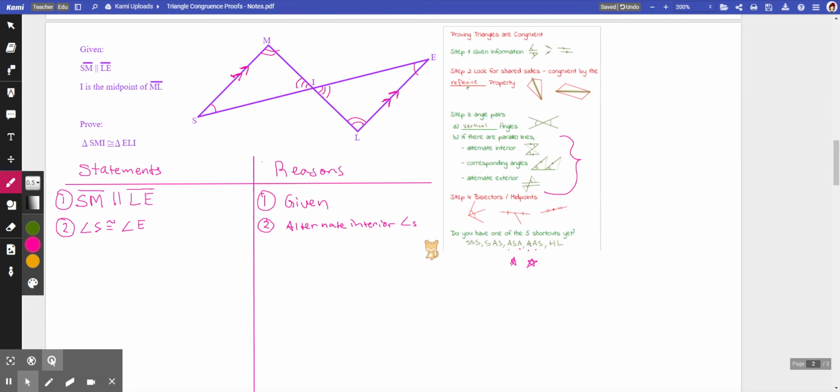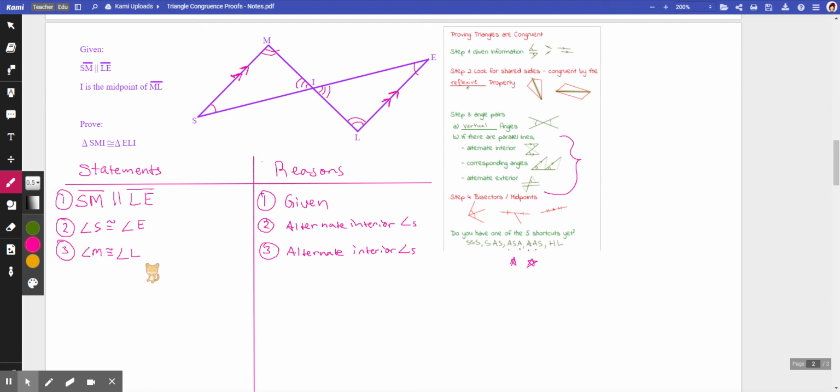So the proper reason is alternate interior angles of parallel lines are congruent, but we're allowed to just kind of shortcut it when we know we're talking about parallel lines. I accept just saying alternate interior angles for the sake of space and everyone's sanity. I don't make you write it all the way out. So I'm going to pick angle M and angle L as my second pair of angles.